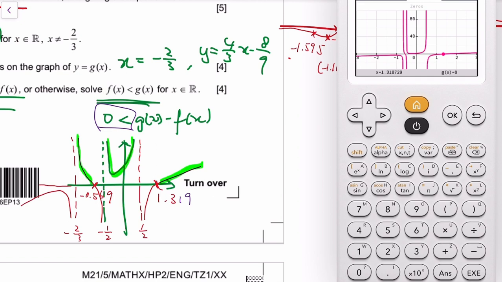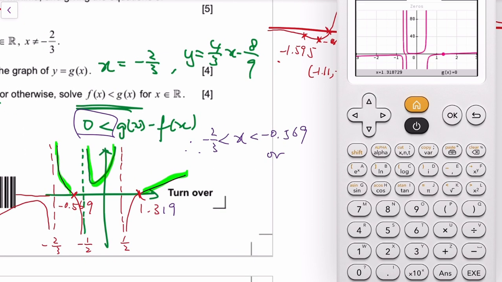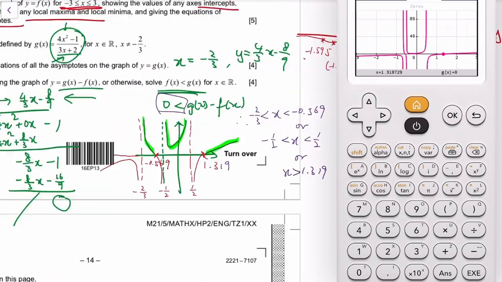Therefore the answer is x is between negative 2/3 to negative 0.569, or x is between negative 1/2 to 1/2, or x is bigger than 1.319. Alright, for those three pieces of the graph. Yeah, a pretty annoying question, but probably not too hard.